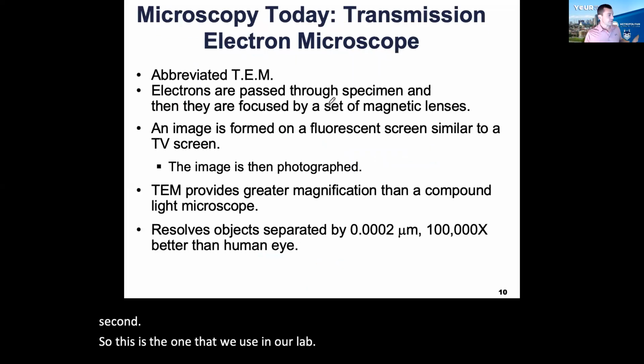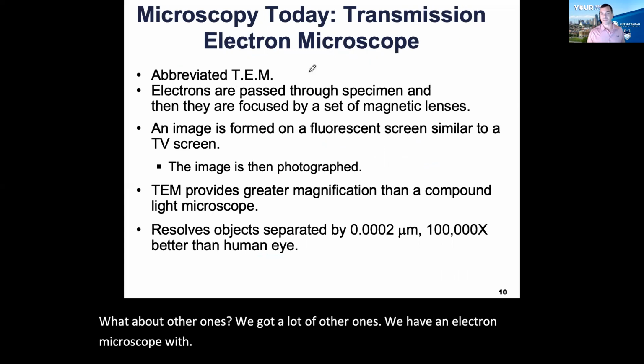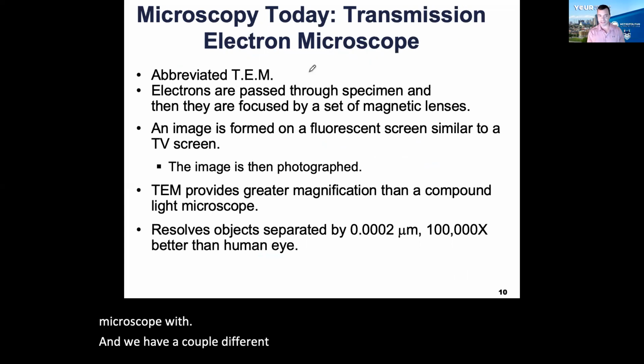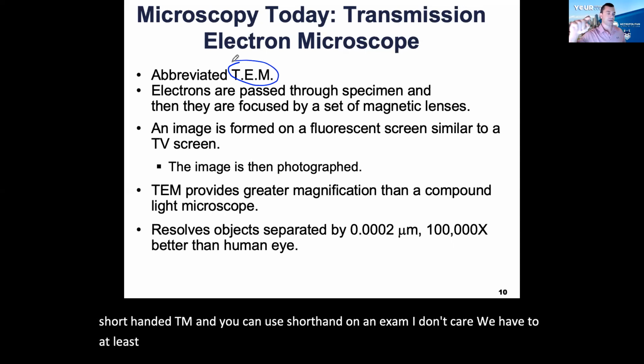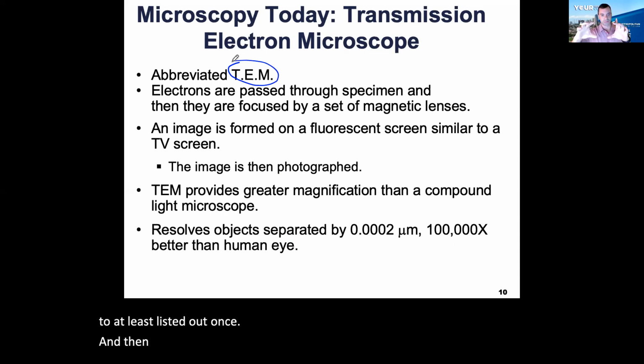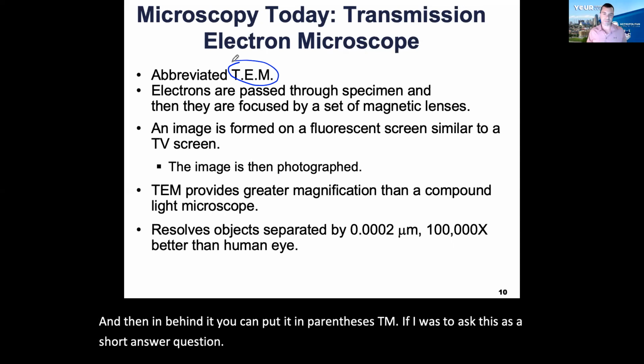What about other ones? We got a lot of other ones. We have an electron microscope, okay? And we have a couple different types. Transmission is what's on this slide, and it's shorthanded TEM. And you can use shorthand on an exam. I don't care. You have to at least list it out once, and then behind it, you can put TEM in parentheses, if I was to ask this as a short answer question, okay? We have transmission electron microscopes.